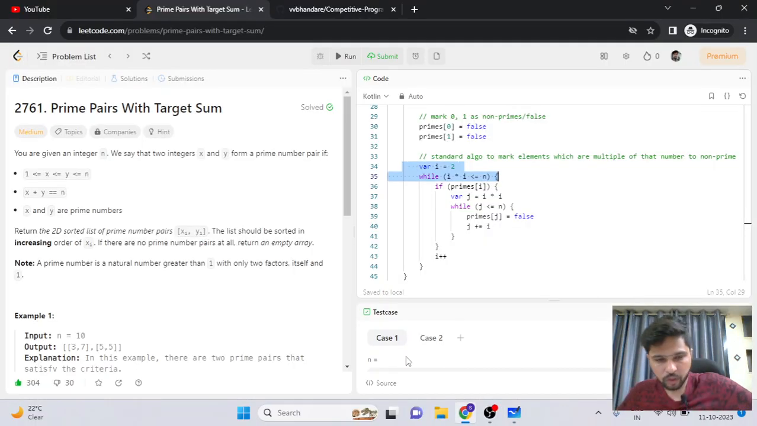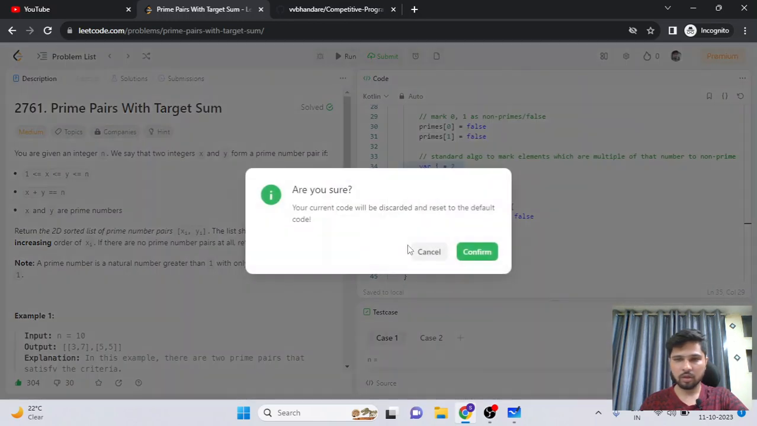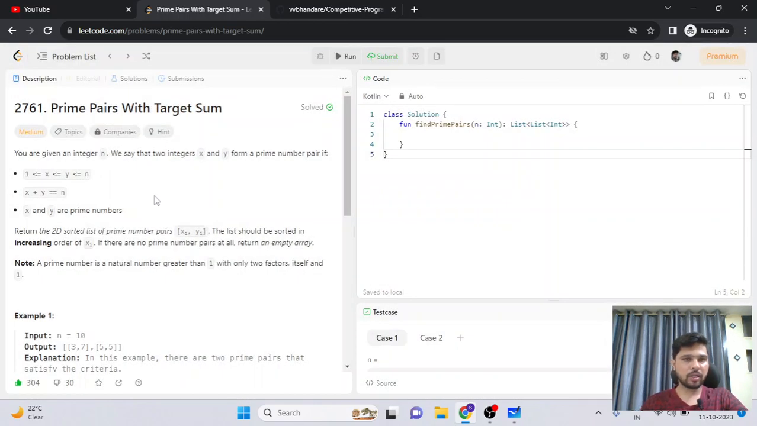So today we are going to discuss another LeetCode problem, and the problem number is 2761, Prime Pairs with Target Sum. Okay, so what is given in the problem? Let's quickly discuss that. So here we are given an integer n.